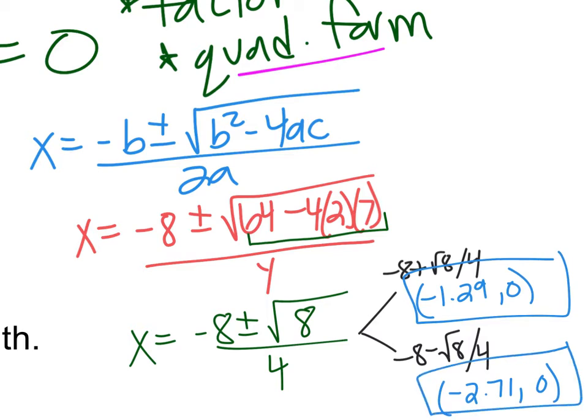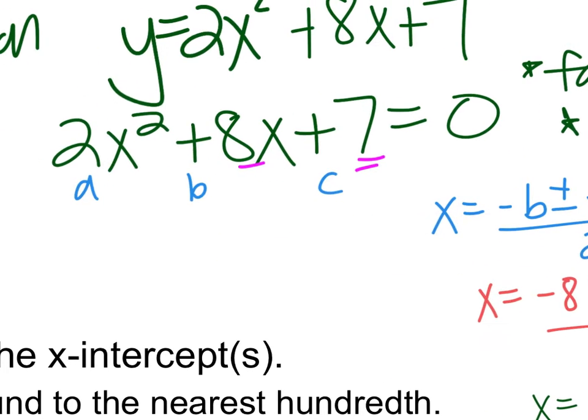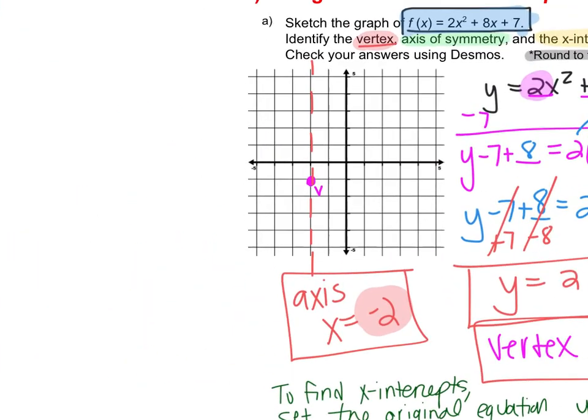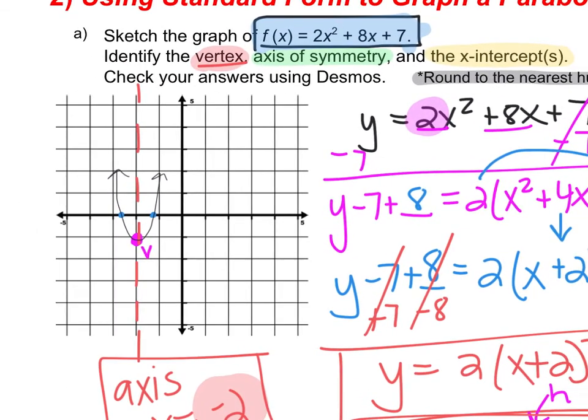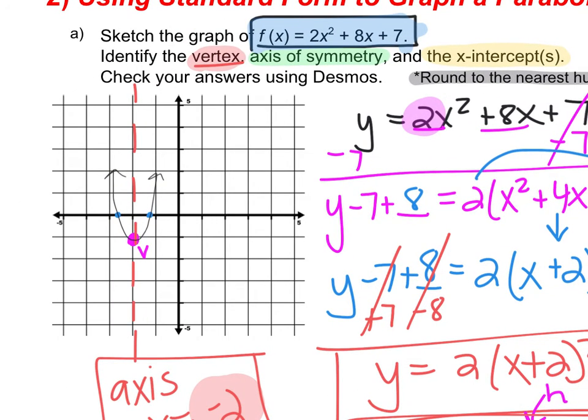So if we finish graphing about negative 1.3 and negative 2.7, it should be symmetric across your axis of symmetry there. And then we can connect our dots and get our parabola. So there's a sketch using the vertex, the axis of symmetry, and the x-intercepts.